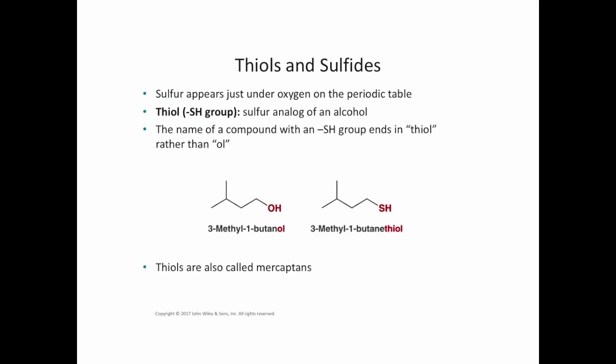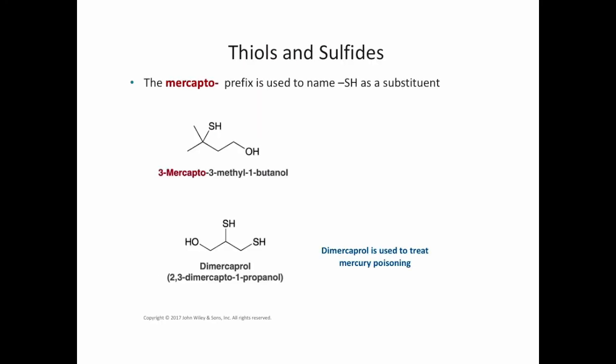Now we're going to finish up with thiols and sulfides. So a thiol is just simply the sulfur analog of an alcohol. So instead of having an OH group, you're going to have an SH group. Thiols are also sometimes called mercaptans. And when you name this, it's analogous to naming an alcohol, but instead of ending the name in -ol, you're going to end the name in -thiol. The mercapto prefix is also used when you want to name that group as a substituent. So this would become 3-mercapto-3-methyl-1-butanol.